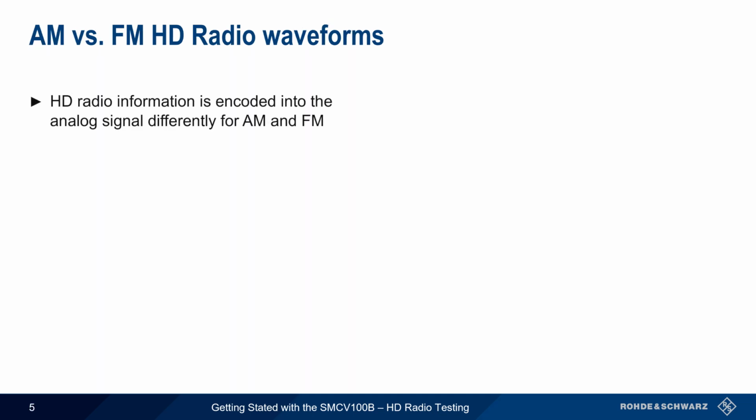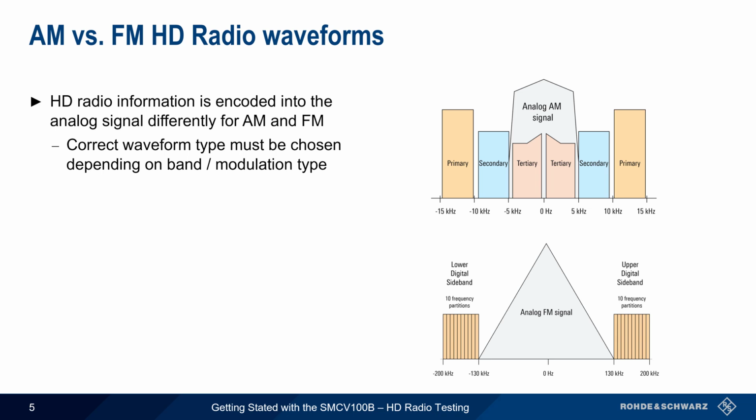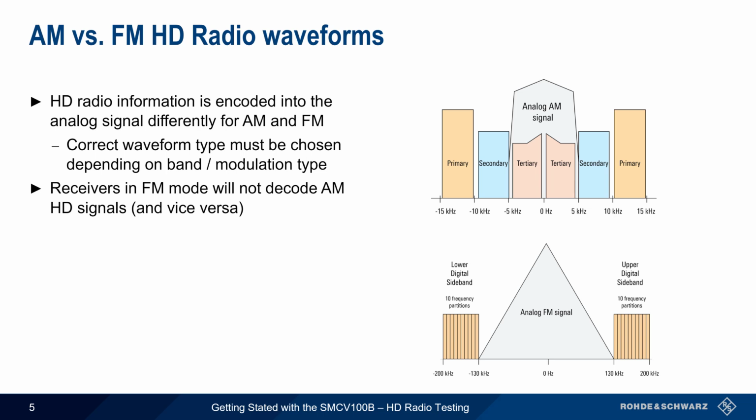One important thing to keep in mind is that HD radio information is encoded differently for AM and for FM. This means that the correct waveform type must be chosen depending on the band or modulation being tested. Note that HD radio receivers in FM mode will not decode AM HD signals, and vice versa.